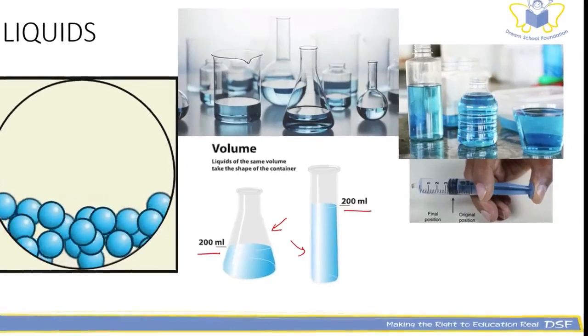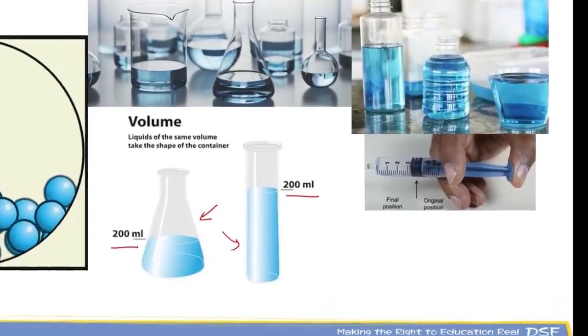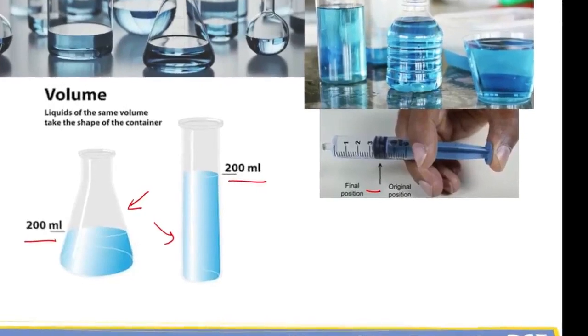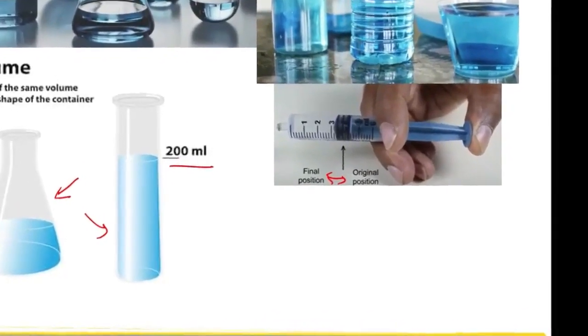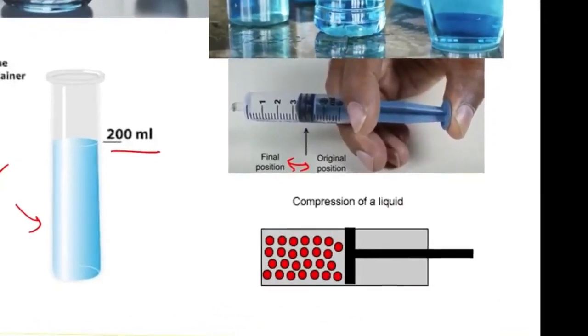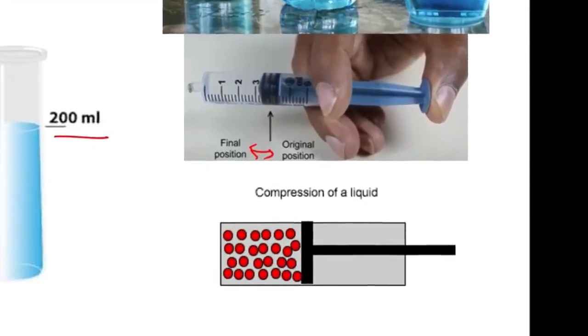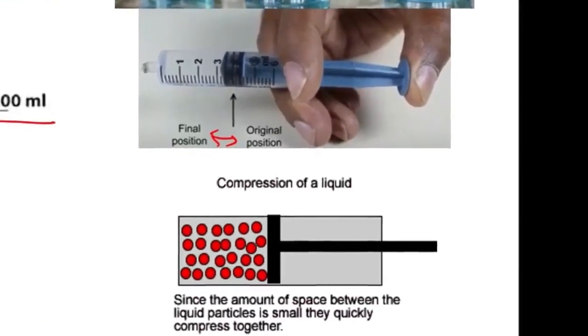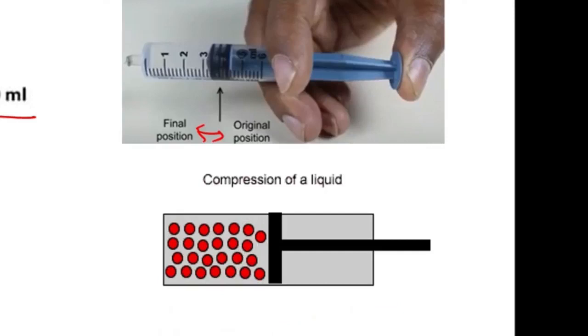When you try to compress a liquid, you can see that the original and the final position are almost the same. Let us look at why is it so. When you try to compress a liquid, you can see that there is only little space between the liquid, hence you will not be able to compress a liquid too much.